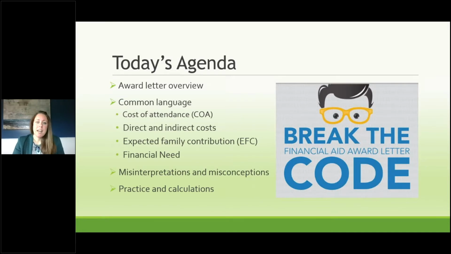So on the agenda today, we are going to go over award letters in general, to talk about what they are, and the language in those award letters that can be very, very confusing for both students and parents. Things like cost of attendance and direct and indirect costs, EFC, financial need, and a few others as well. Just clarifying that information because there are a lot of misnomers out there.